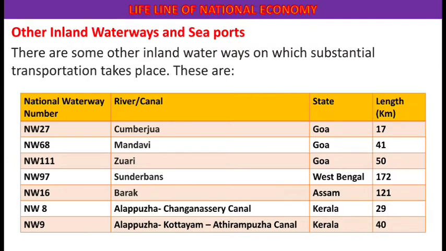Like, look at the table: National Waterway number 27, Cumbarjua, it is in Goa. National Waterway number 68, Mandovi River, state Goa. National Waterway 111, Zuari River in Goa. National Waterway 97 in Sundarban Delta, West Bengal. National Waterway number 16, Barak River in Assam. National Waterway number 8, Alappuzha Changanassery Canal in Kerala. National Waterway number 9, Alappuzha Kottayam Athirampuzha Canal, Kerala. These are some other national waterways.